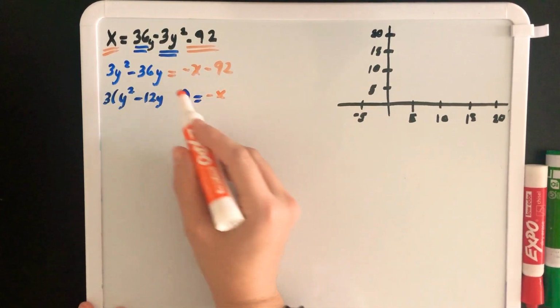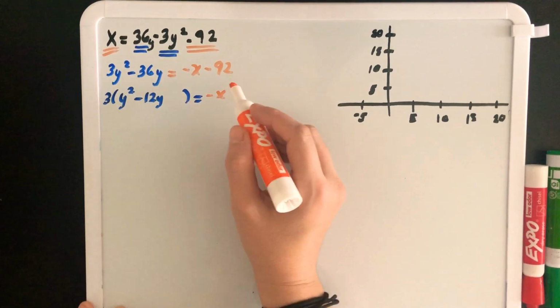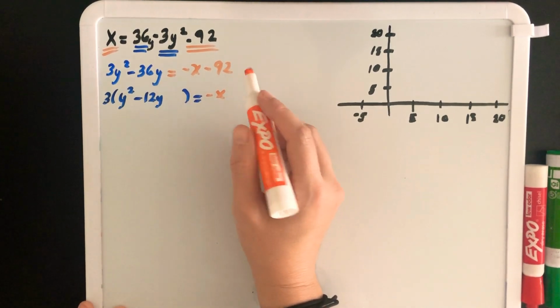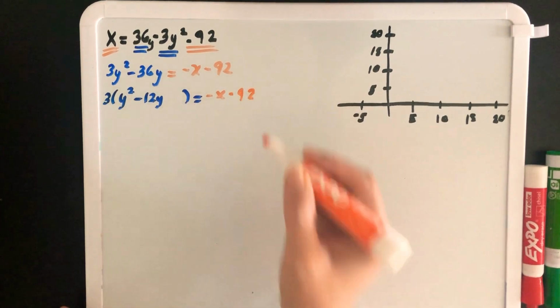Now what you could notice here is that they both have a negative in front, and eventually you might want to pull that negative out, but I'm going to wait until I've added a constant to the other side by completing the square. And then I'm going to pull out any common factors.